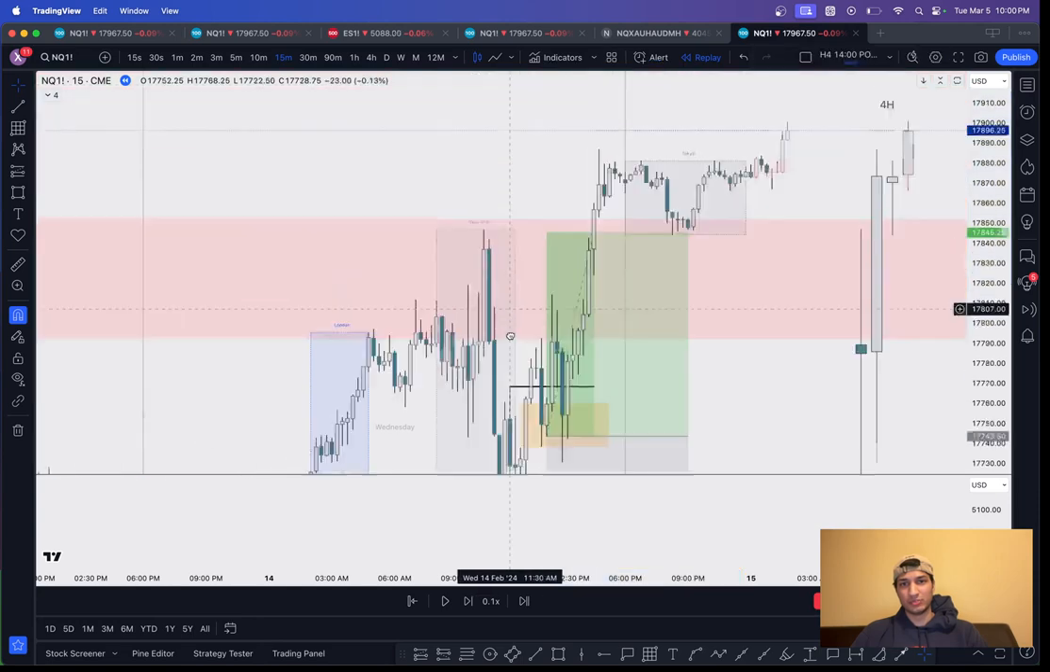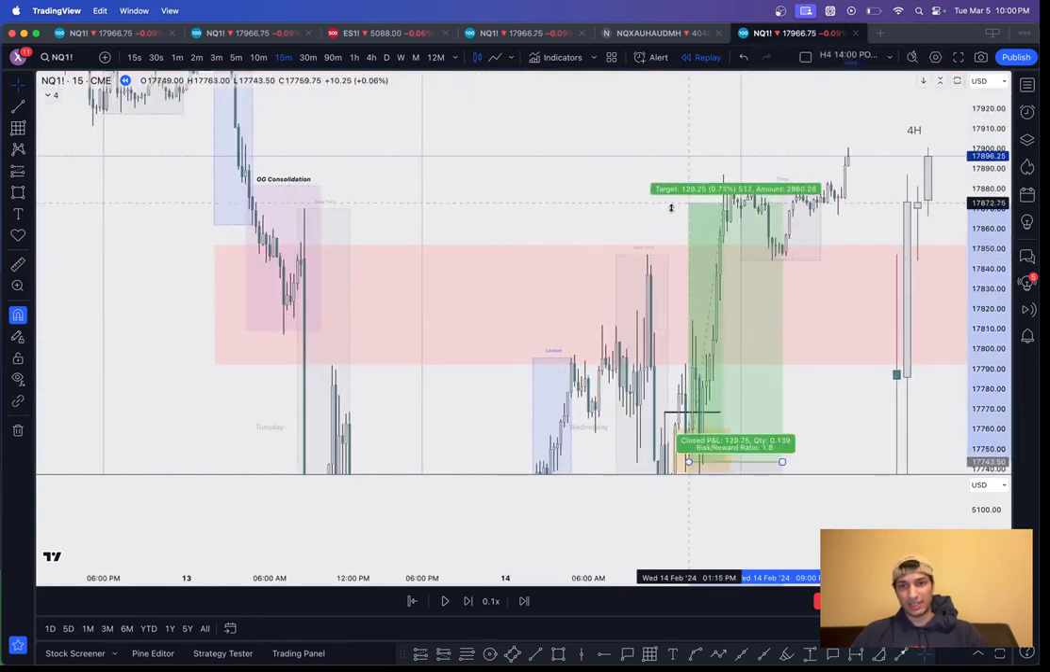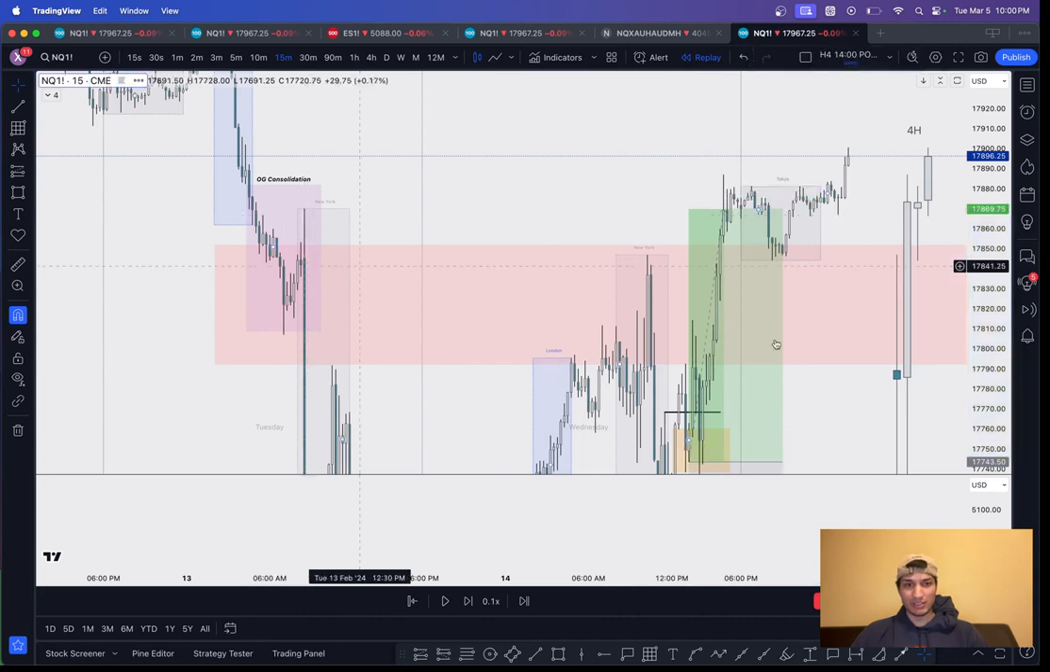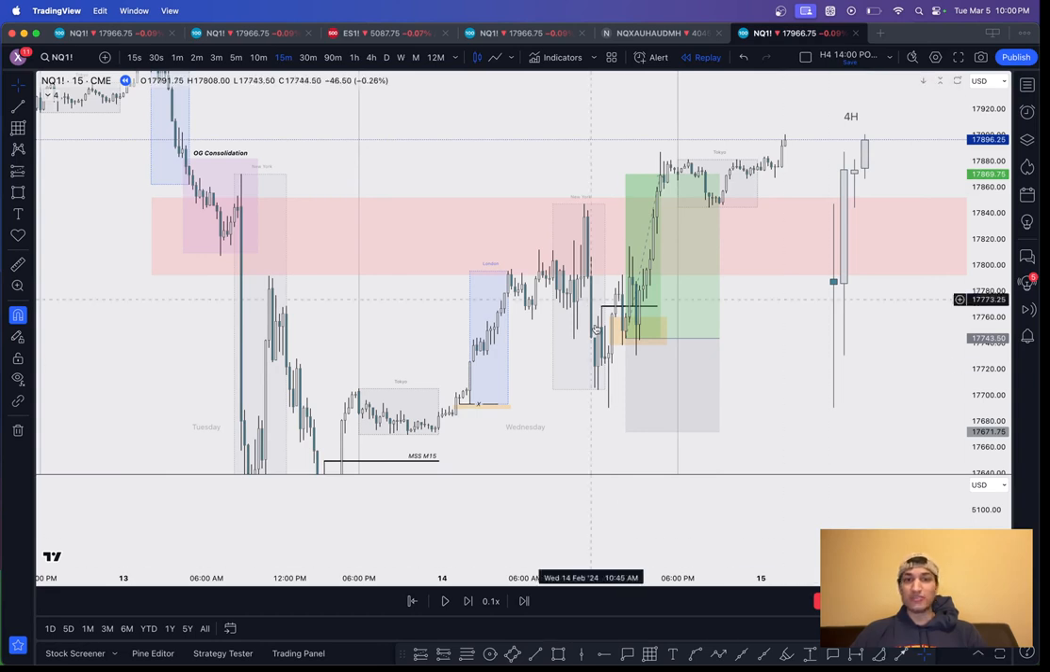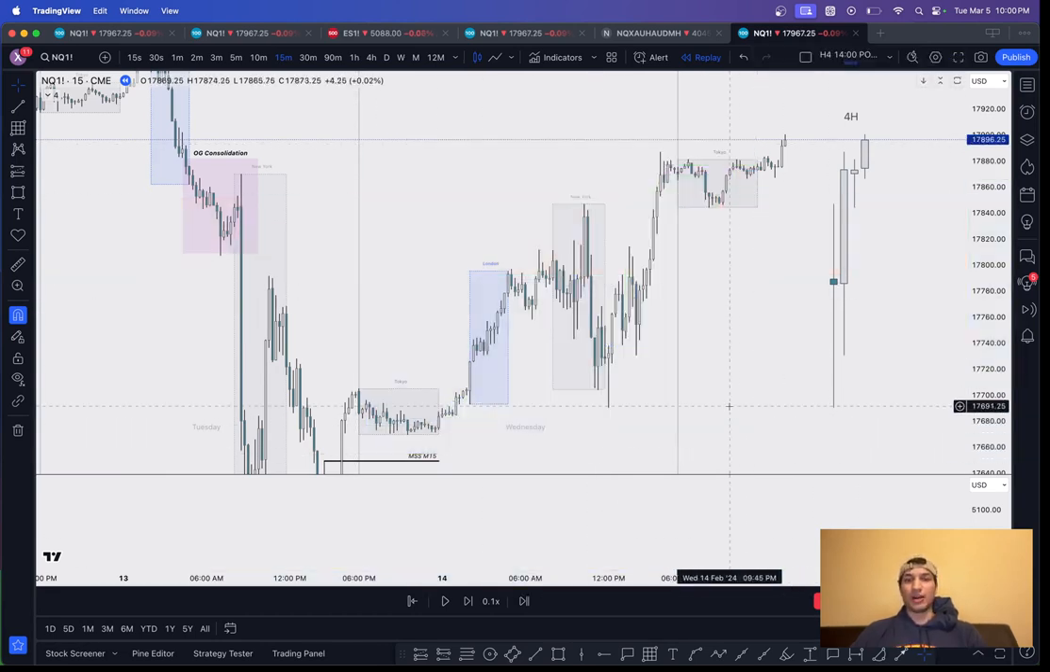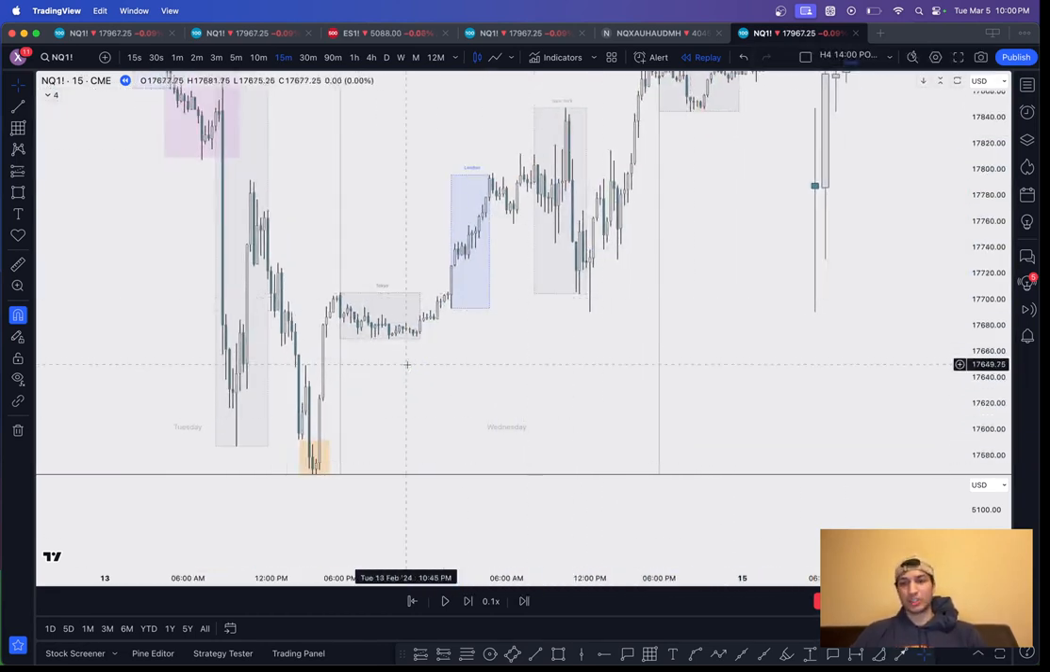TP1, TP2. And then finally, we get our original consolidation high, right? This news candle high as well. News candles act as a draw on liquidity. So that's TP3. So there's an example of the 4-hour model playing out, going from higher time frame PD array, intermediate time frame structure, lower time frame entries.